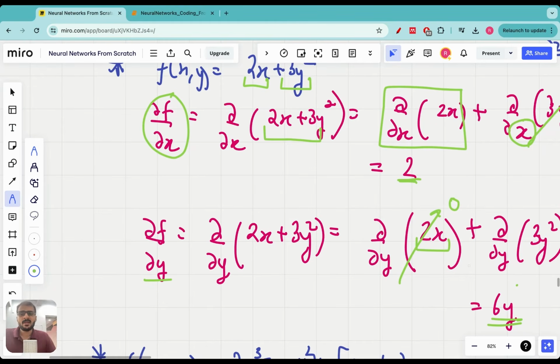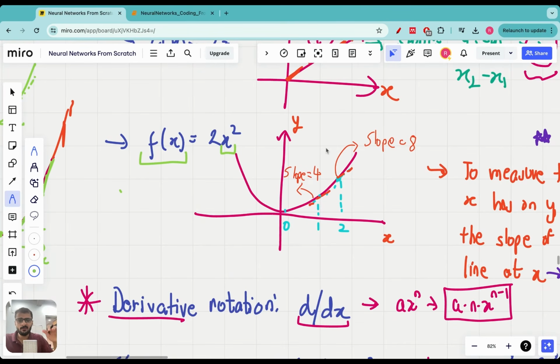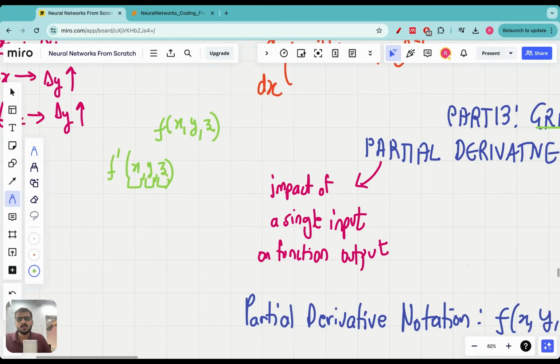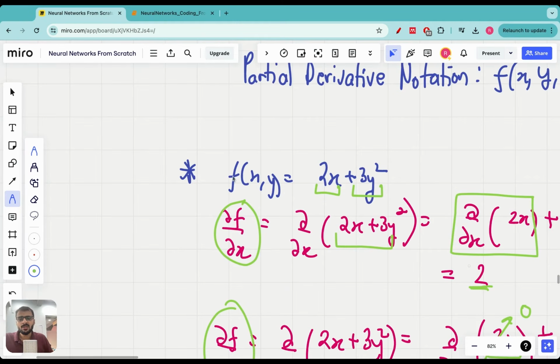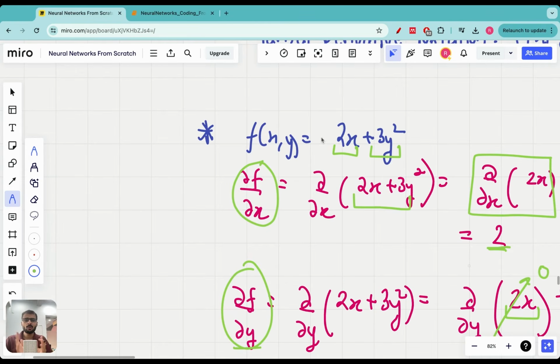What is the meaning of these two derivatives? Here we saw that in one dimension the meaning of the derivative was equal to slope. If you look at this function f of x, y equal to 2x plus 3y square, and if you plot it, it will actually be a three-dimensional function. So if you take the slope of a three-dimensional function, it will actually slope in two sides. It will slope along x and it will slope along y. So it has two slopes.